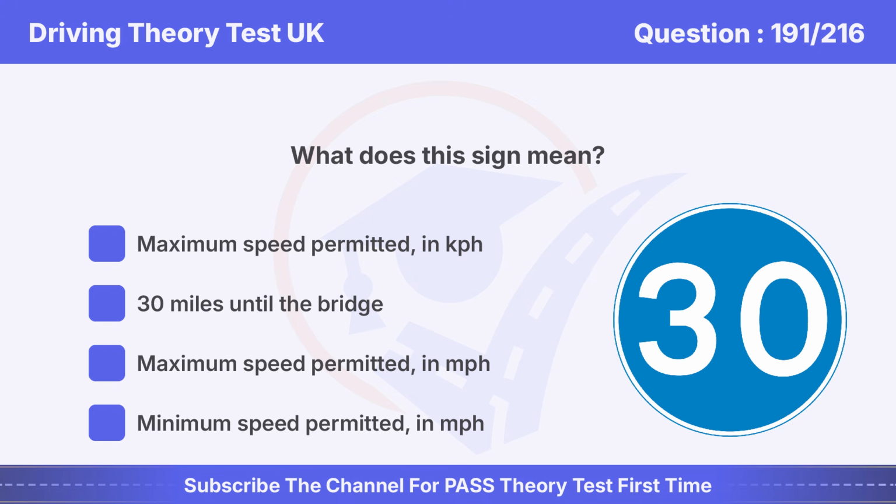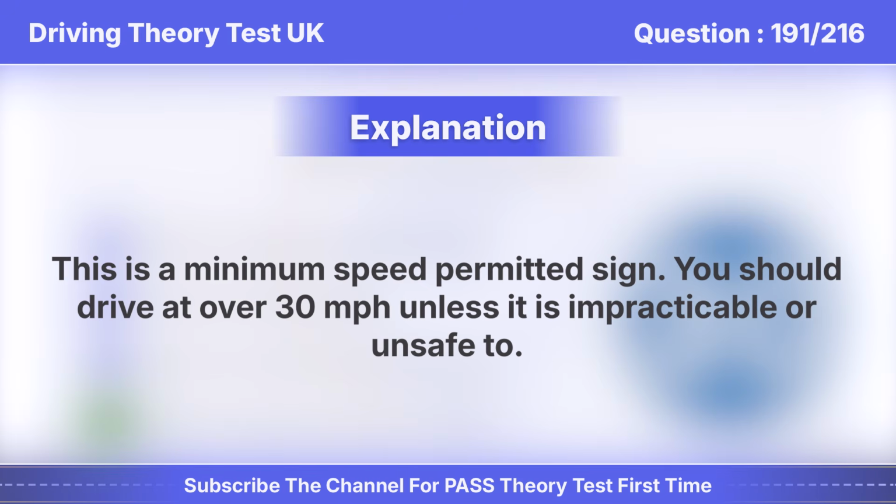Question 191. What does this sign mean? Answer is D. Minimum speed permitted, in miles per hour. This is a minimum speed permitted sign. You should drive at over 30 miles per hour unless it is impracticable or unsafe to.